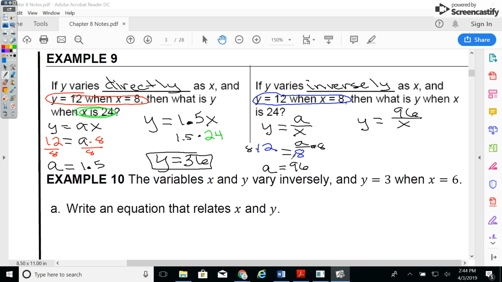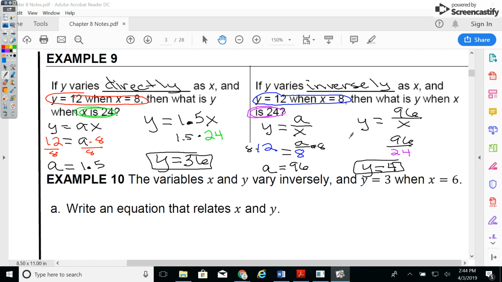So here's the constant of variation that we found, and now we use it to find y when x is 24. So now all we're going to do is do 96 divided by 24 and then get our y value. So 96 divided by 24 is going to give us that y is 4. So again, same numbers, but the direct and inverse variation makes it completely different answers when you solve it because of the equation you initially set up.